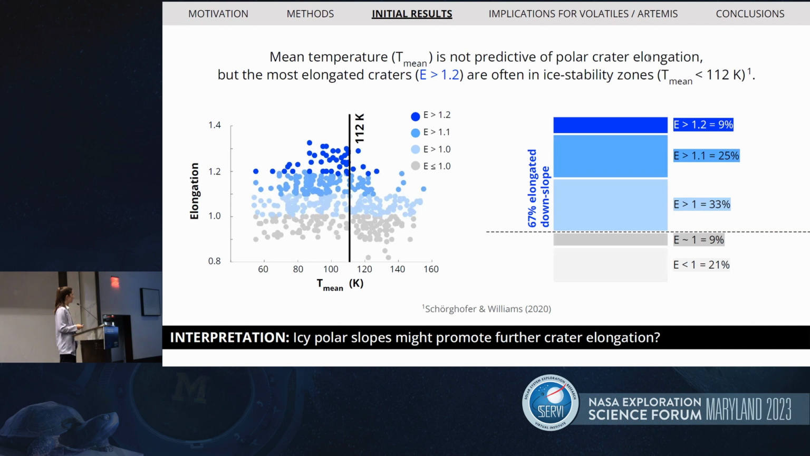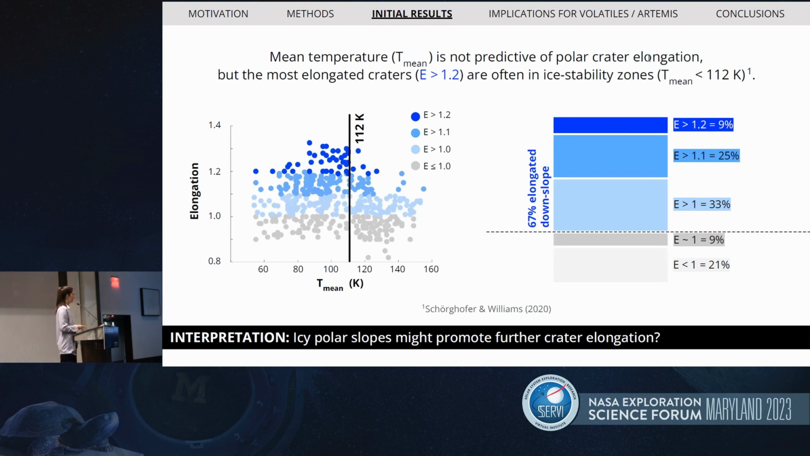But we do find it interesting that the most elongated craters, meaning the craters that have values of elongation greater than 1.2, those dark blue craters, are often in ice stability zones. So potentially for the coldest regions where ice could be present, this is contributing to the relatively enhanced population of elongated craters that we find at the poles.